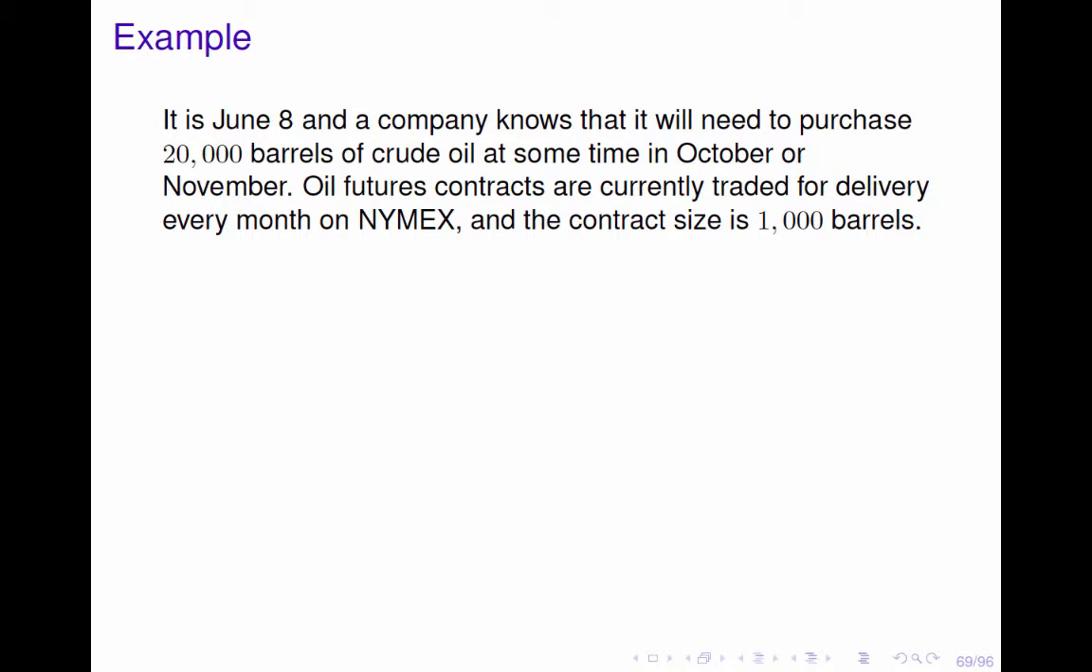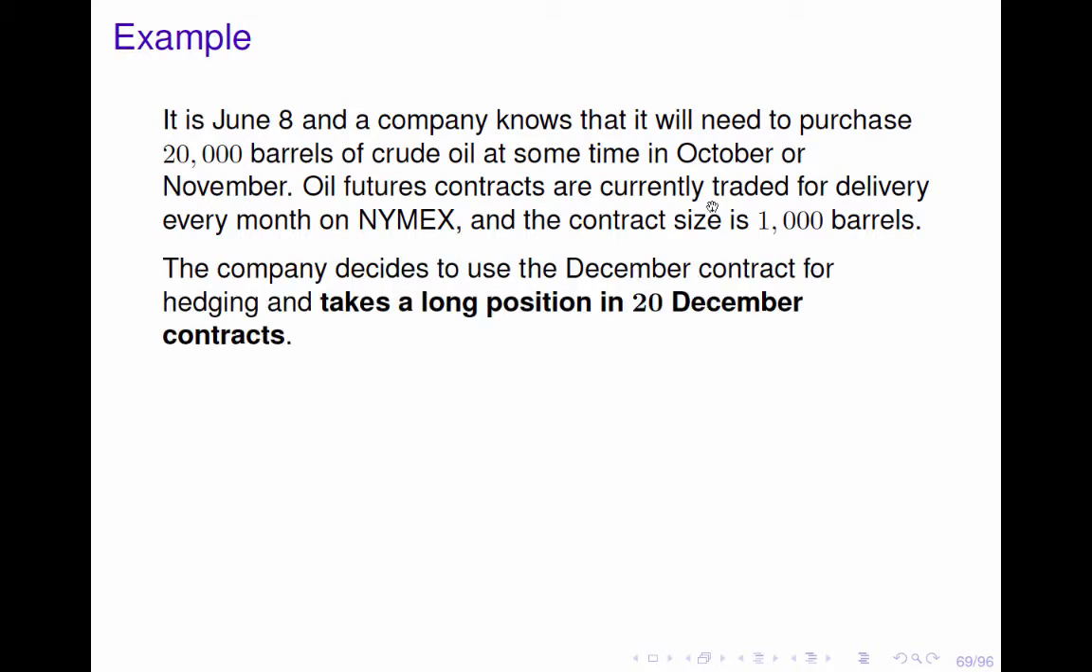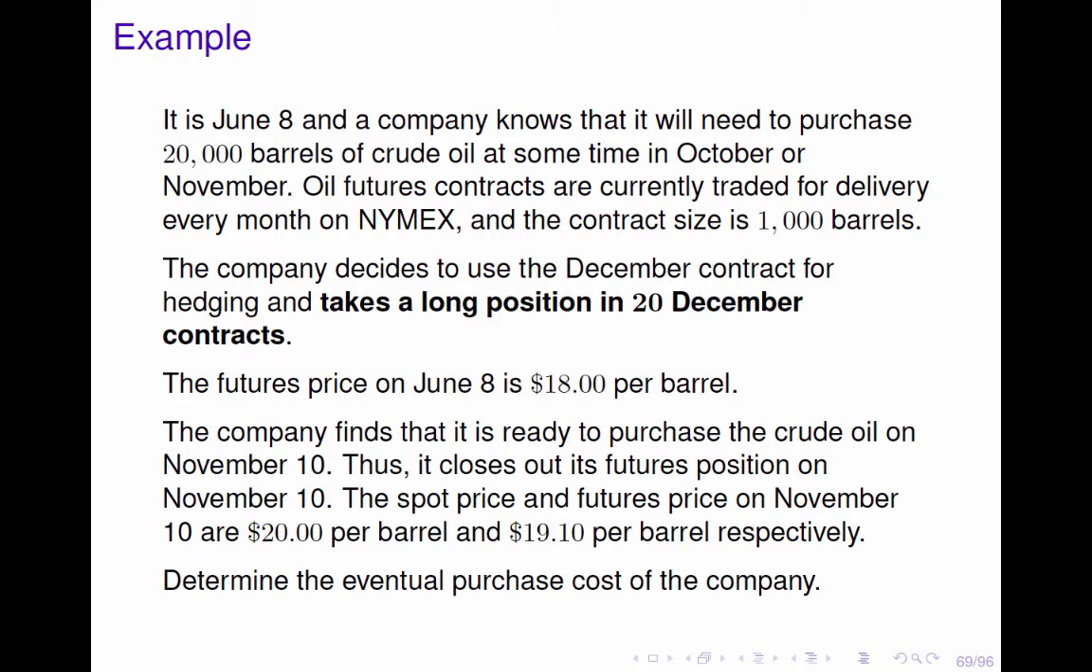It is June the 8th, and a company knows that it will need to purchase 20,000 barrels of crude oil at some time in October or November. Oil futures contracts are currently traded for delivery every month on the New York Mercantile Exchange, and the contract size is 1,000 barrels. The company therefore decides to use the December contract for hedging and takes a long position in 20 December contracts. The futures price on June 8th is $18 per barrel, and the company finds that it is ready to purchase the crude oil on November the 10th.